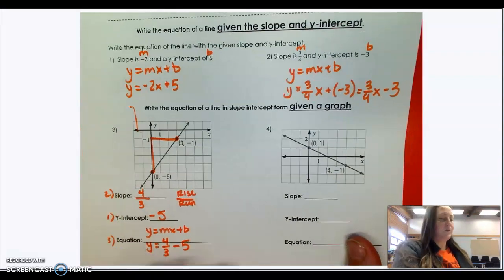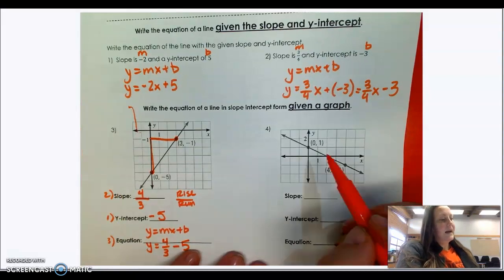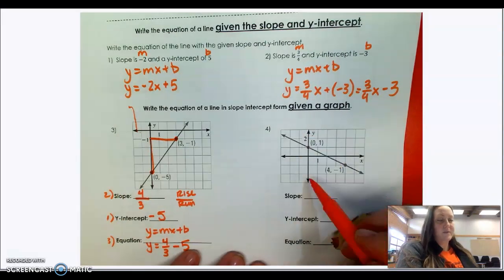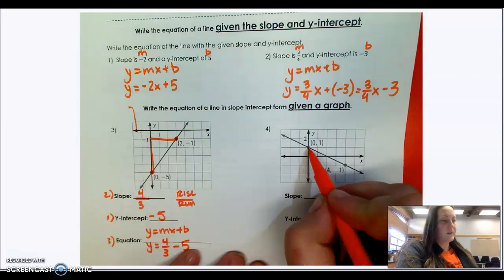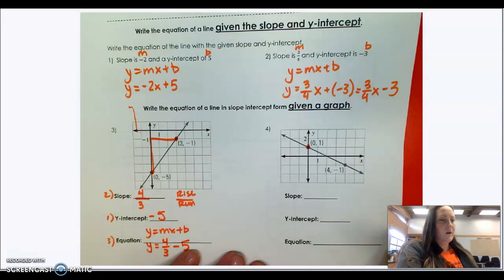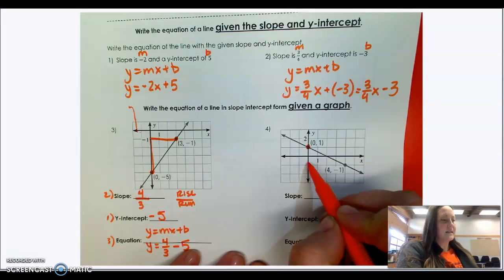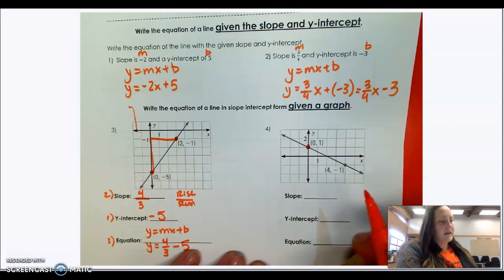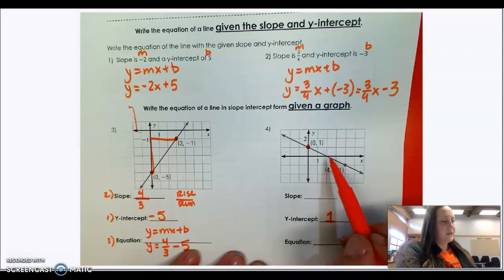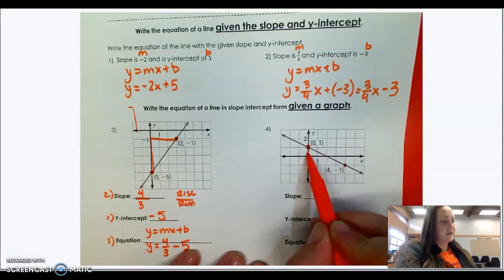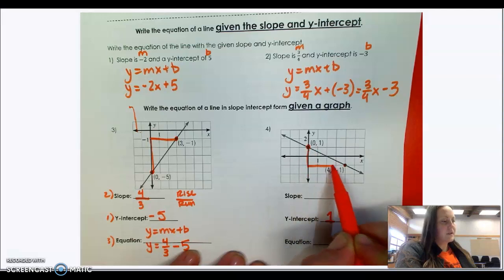Moving on to example 4 here, I'm going to find my y-intercept first. So where the line crosses the y-axis is right there. From the center of these axes, I count up 1. It's a positive 1, so that is our y-intercept. Our slope is given these 2 dots. I'm going to draw my triangle, just like that.